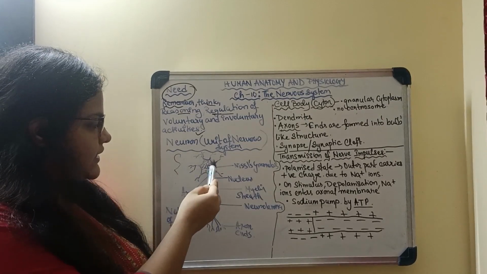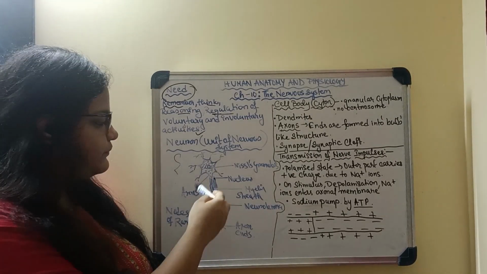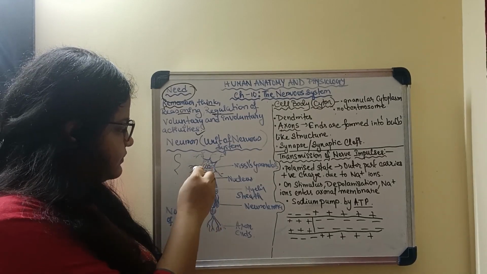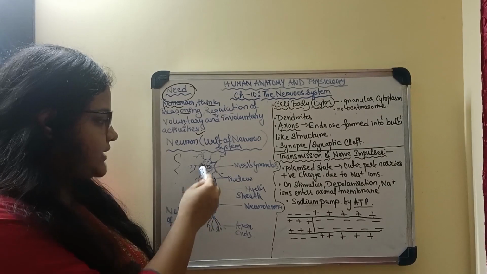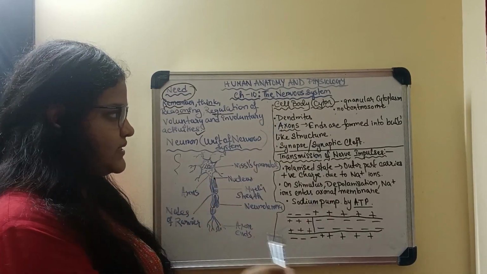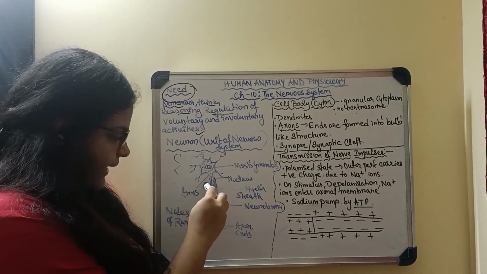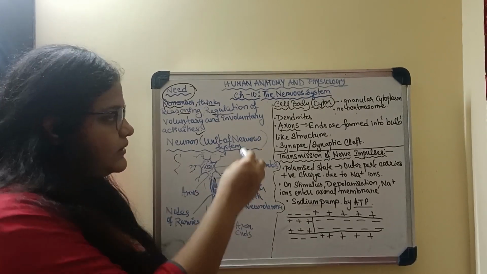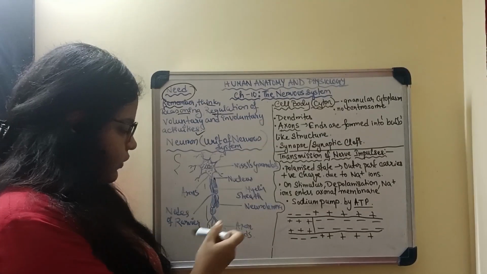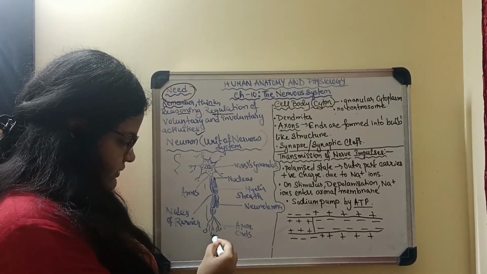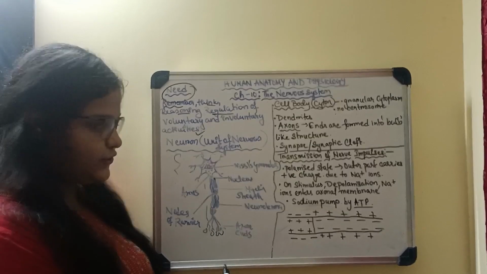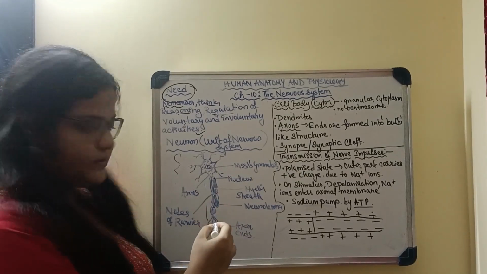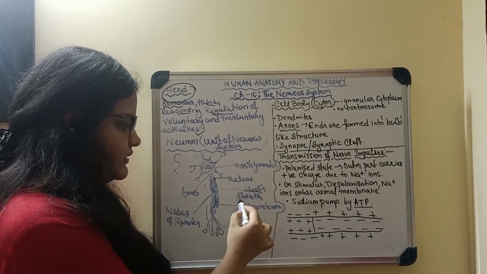Now, the neuron has the cell body which contains the cytoplasm. Next, it has some branches, that is the extensions of this cyton, which are known as the dendrites. And we have the axons. Axons are much more stretched than the dendrites, right? Now, axon ends are also formed into bulbs, bulb-like structures. Now, the axon is covered by a white layer known as the myelin sheath.